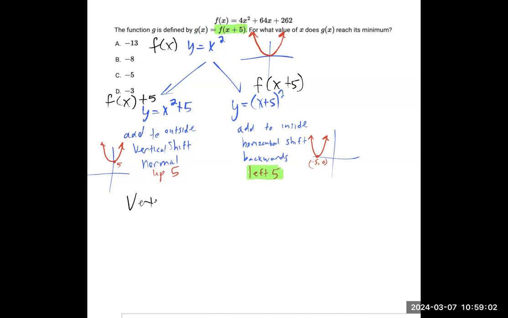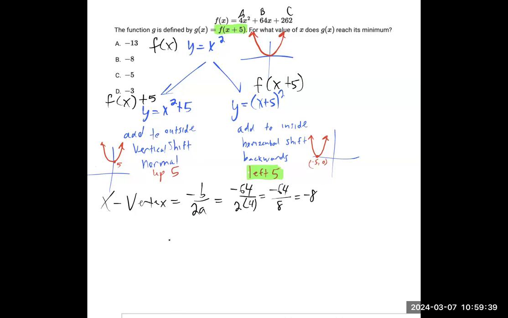The vertex of a parabola, if it's in the ABC format, which it is right now, is, well, the x value of the vertex is negative b over 2a. So for us, that would be negative 64 over 2 times 4. Negative 64 over 8, which is negative 8. Now, we could plug that back in and get the y value. We know that the x part of the vertex is wherever x is negative 8.